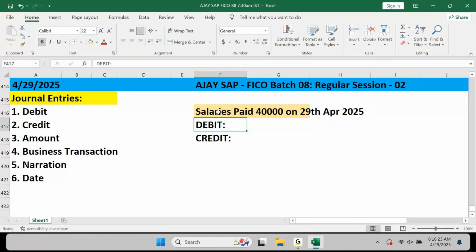Cash or bank, to whom we have paid. Still something is missing, right? I said salary is paid, but how did I pay? Did I mention cash or bank? Is this paid through cash? Is this paid through bank? Or I did not pay salary at all. I booked the entry, but I will pay salary on, let's say, 2nd of May. That is also possible.